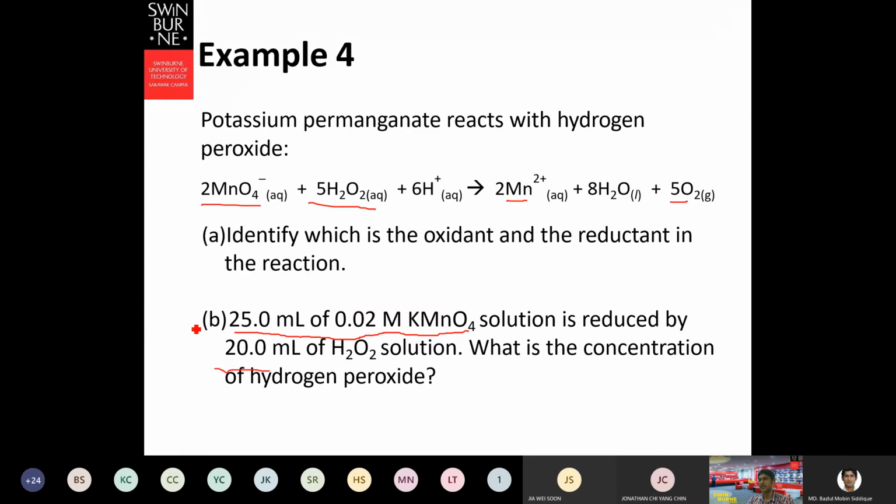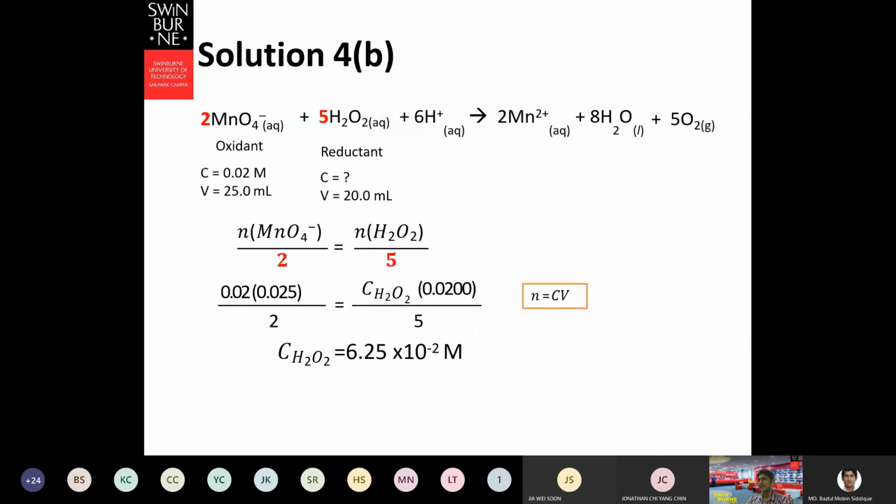So the question was asked that 25 milliliter of 0.02 molar potassium permanganate solution is reduced by 20 milliliter of hydrogen peroxide solution. What is the concentration of hydrogen peroxide solution? It goes like M1, V1, M2, V2, only the thing is that we consider the number of moles, the number of electrons that will be involved in this, and the volume of the solution.